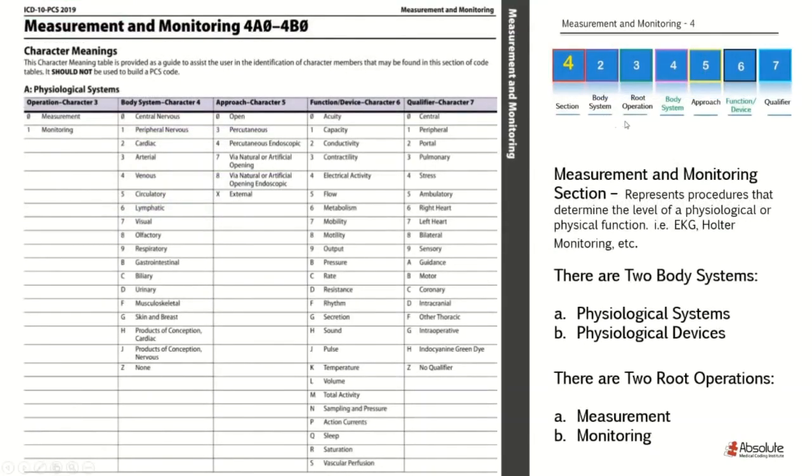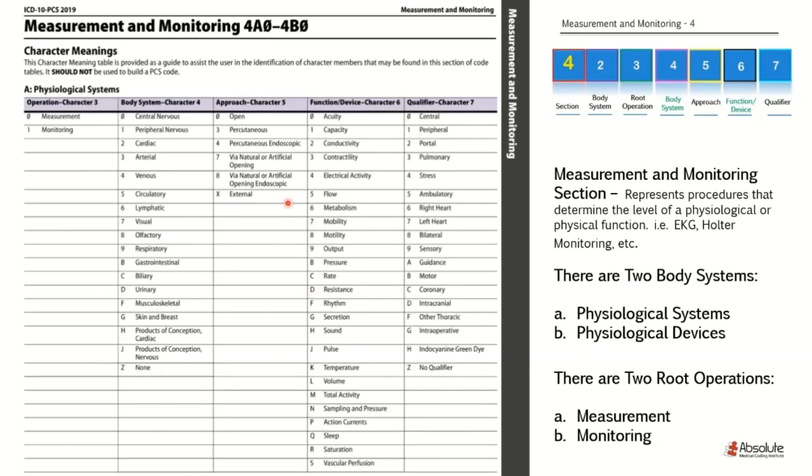So let's go back. And now the third character will be your root operation. You've got 2: measurement or monitoring. Okay, so that's simple enough. The fourth character, body system, will be either central nervous, peripheral nervous, cardiac, arterial, venous, circulatory, lymphatic, visual, olfactory. Olfactory, that's your smell, okay? So if you want to write it, you can. Respiratory, gastrointestinal, biliary, urinary, musculoskeletal, skin and breast, products of conception, cardiac, so we're talking about the baby's heart, products of conception, nervous system, that's the baby's nervous system, and Z, none.